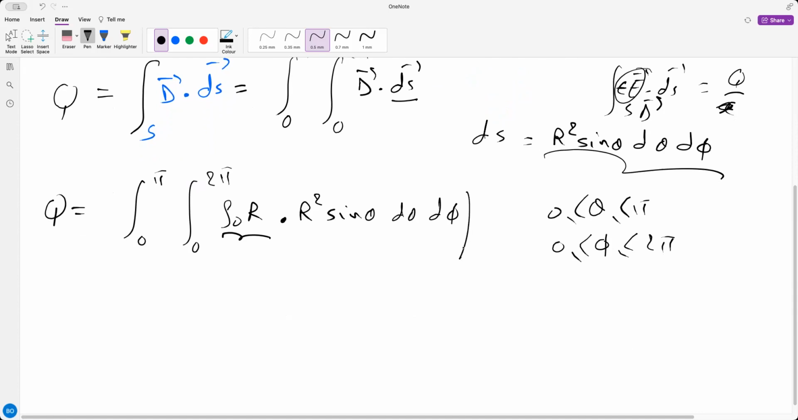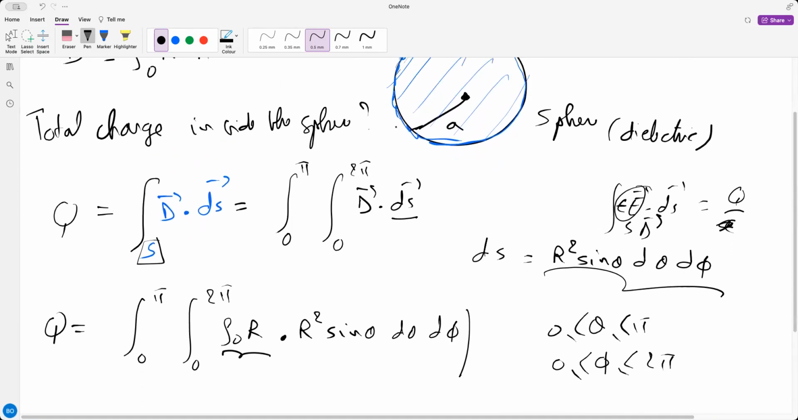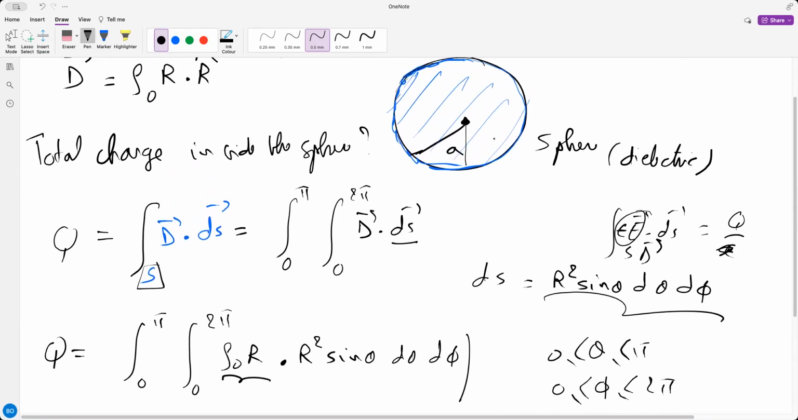Professor, shouldn't we also integrate with respect to r? No, that's a very good question. The reason we are not integrating over r is that we are integrating over a surface, not over a volume. This surface is the one that I put in blue here, and at this surface there is a specific value for r: r is equal to a. So you integrate over a surface with a constant radius. Did you get it?